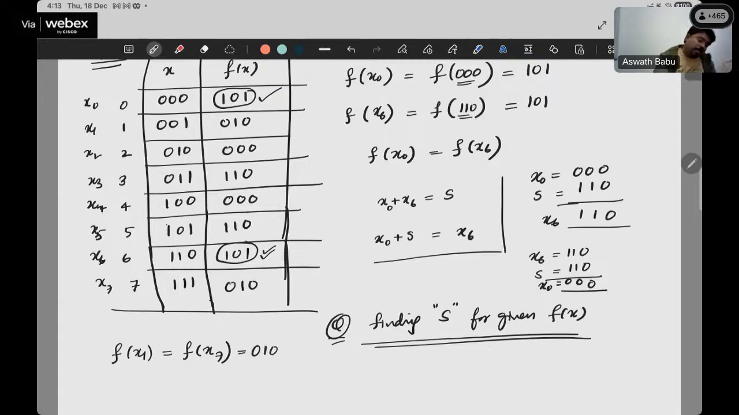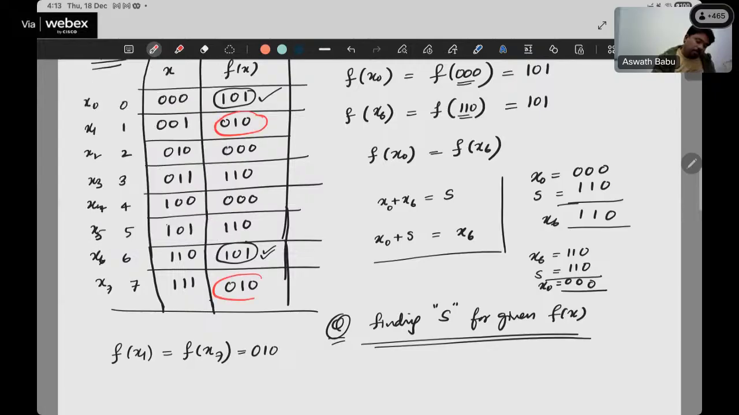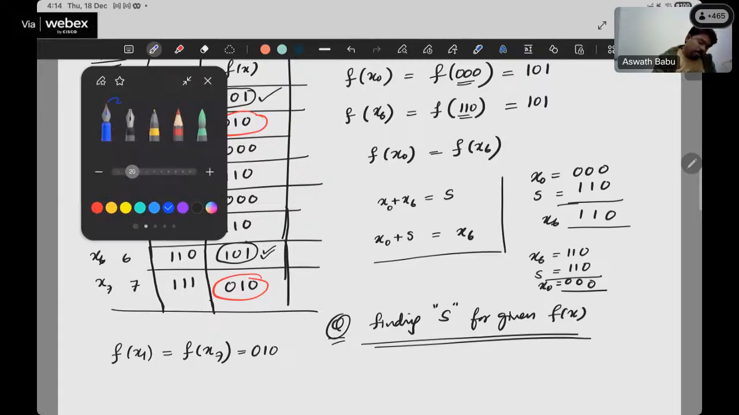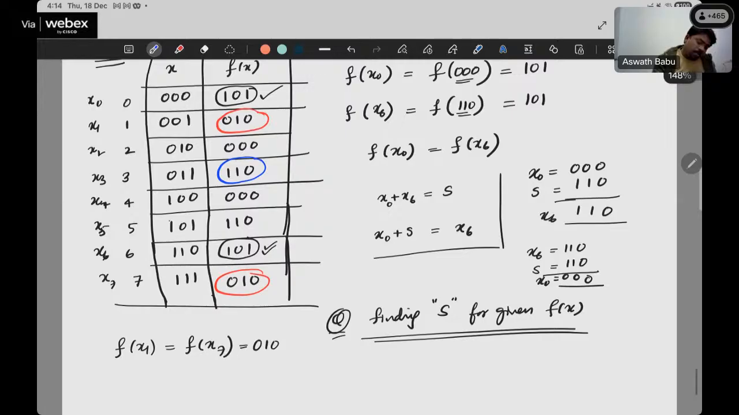Another pair. Let me circle it with another color. Okay, and what else? Do I have any other? Yes, there are many. There is one more. What is that one more? There is a 110 and there is 110. So what is that? f of x3 is equal to f of x5. What is the value? 110.